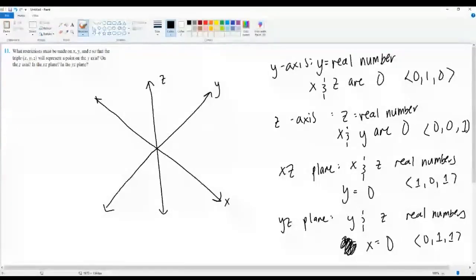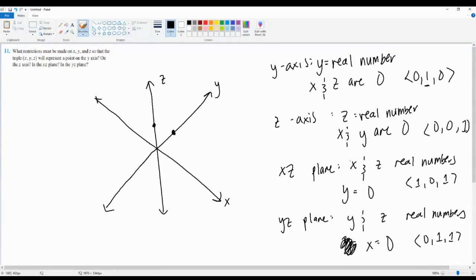All right, so I'm presenting question 11, and it's asking for the points on the y-axis, z-axis, xz-plane, and the yz-plane. So for the y-axis, y has to be a real number, and in this example, I just chose 1 to make it simpler. And x and z are 0. So this makes the point stay on the y-axis. And that's the same thing for the z-axis. So z is a real number this time, and x and y are zeros. So the point will just lie on the z-axis.